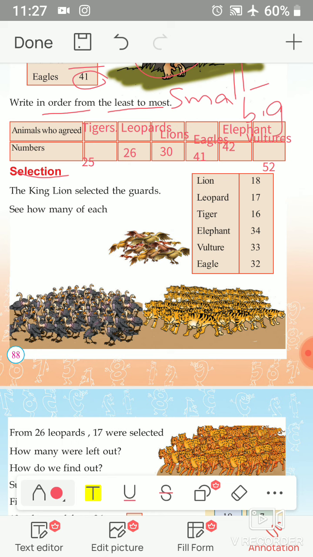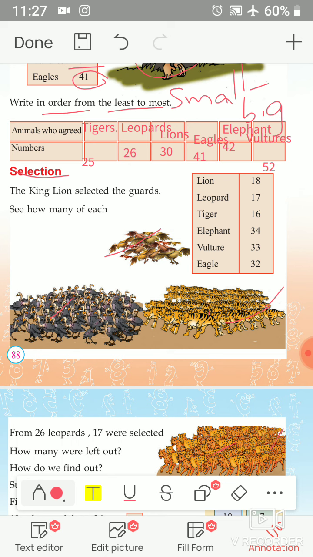Then the next topic is selection. Here, look at this picture of these animals. Yes, tigers. I hope you all know these tigers, and these are the vultures, and these are the eagles, and these animals' names are, yes, leopards. And find the difference between tigers and leopards. Look at this pattern. Yes, these are the tigers, and these animals are leopards.